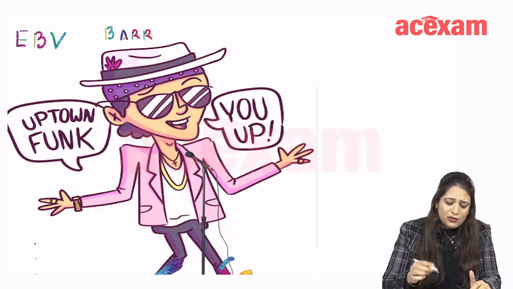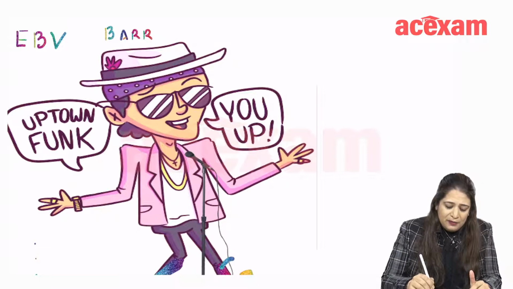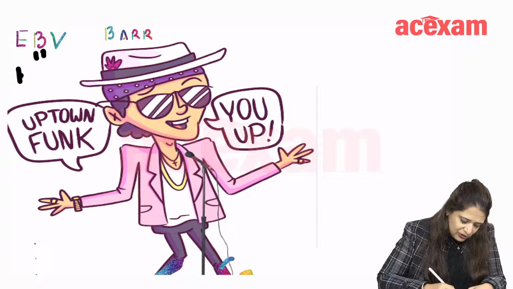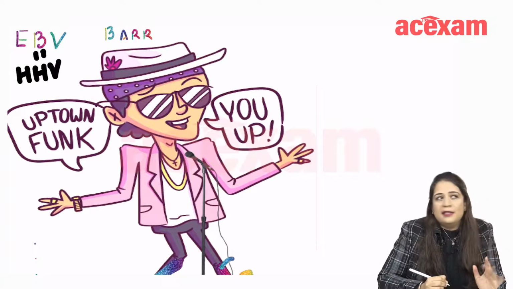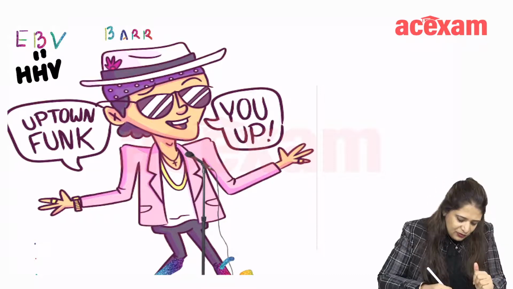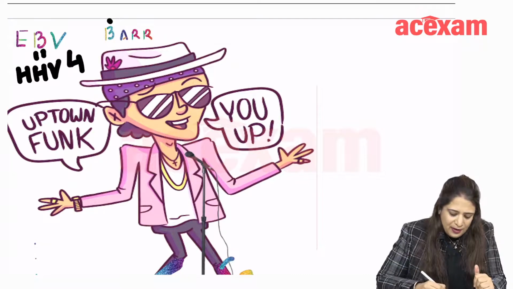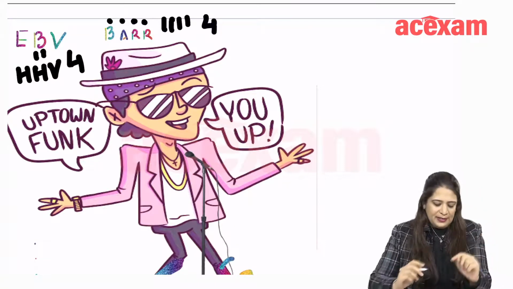So EBV, first of all, you should know EBV is actually HHV. Which? HHV1, is it 2, 3, 4, 5, 6, 7, 8? It is actually 4. Epstein-Barr virus, Barr has 4 letters, so you can remember 1, 2, 3, 4. It is HHV4, one thing.